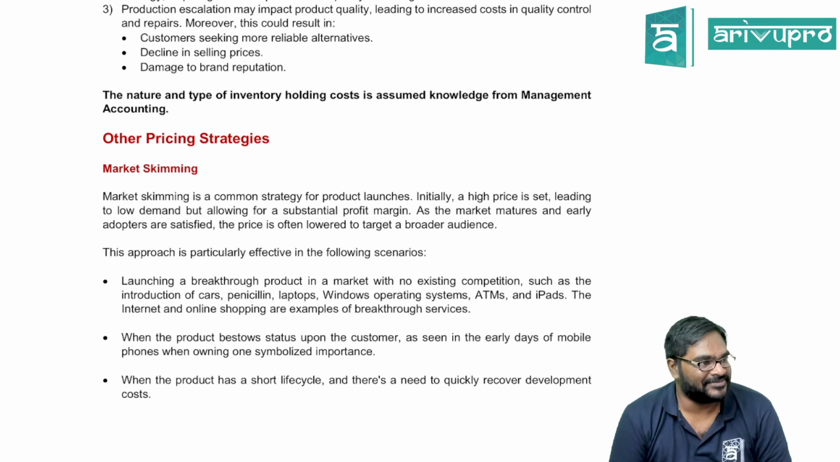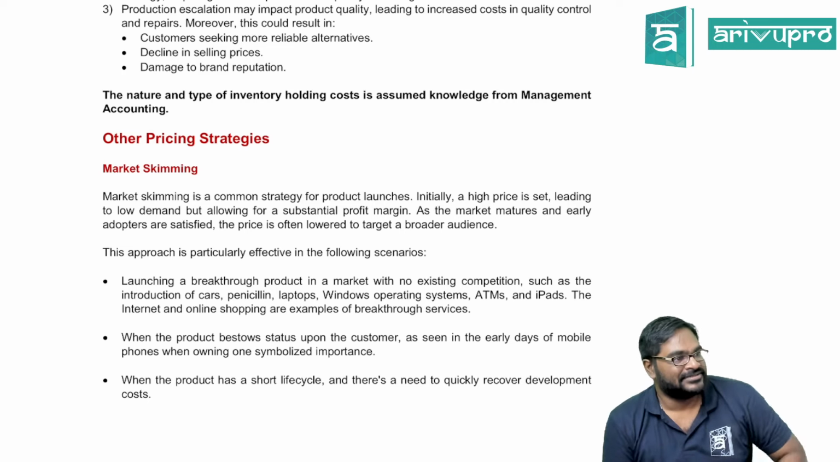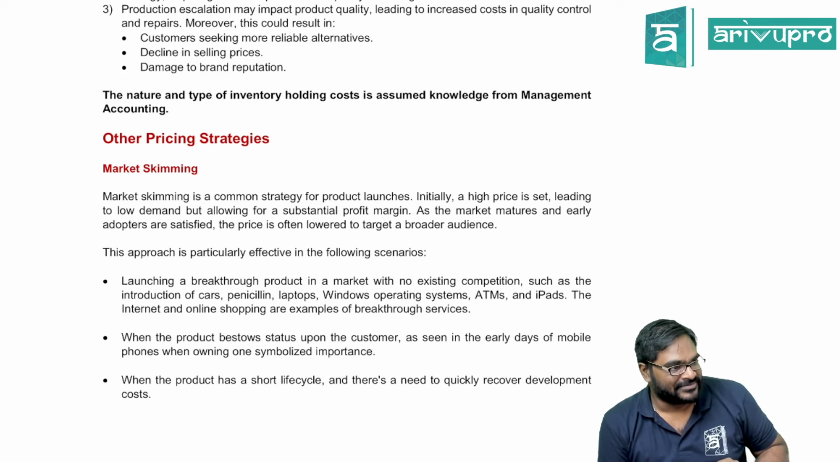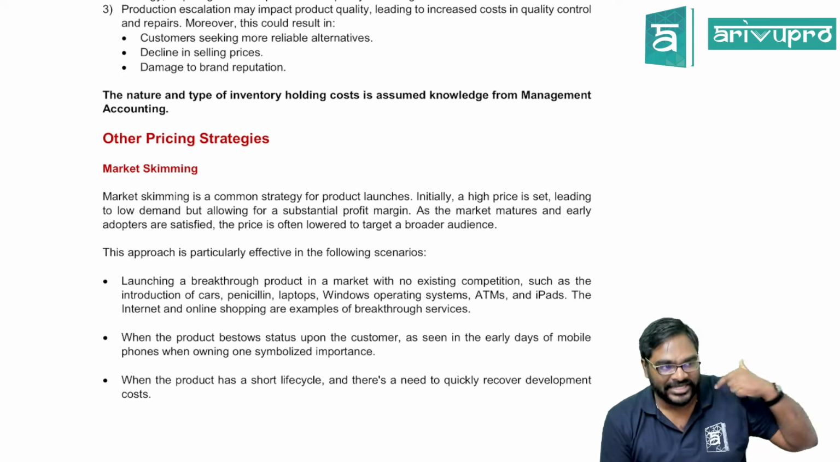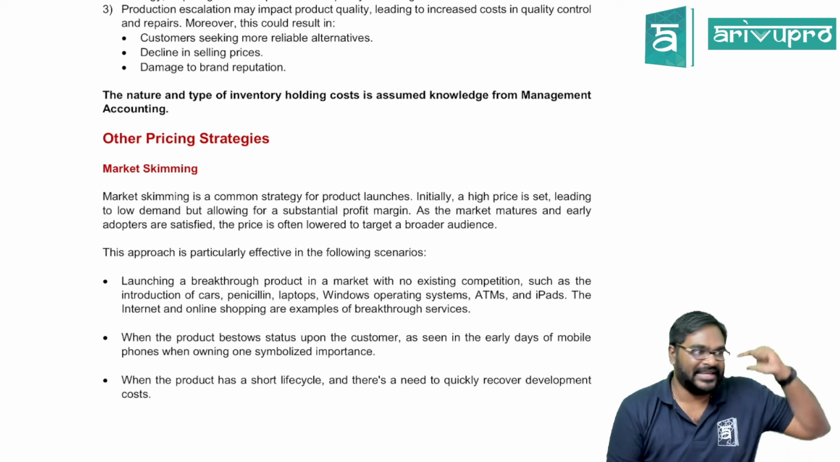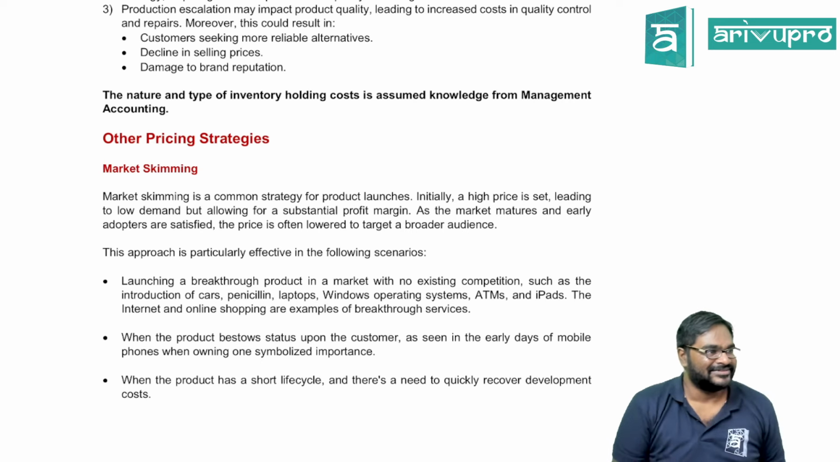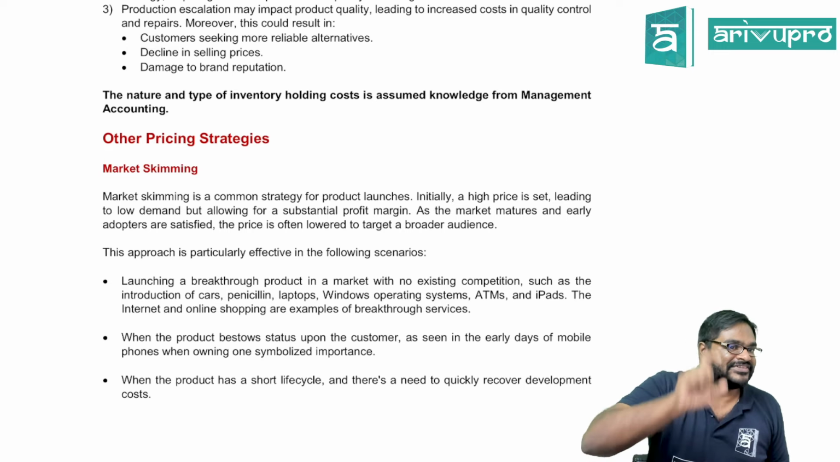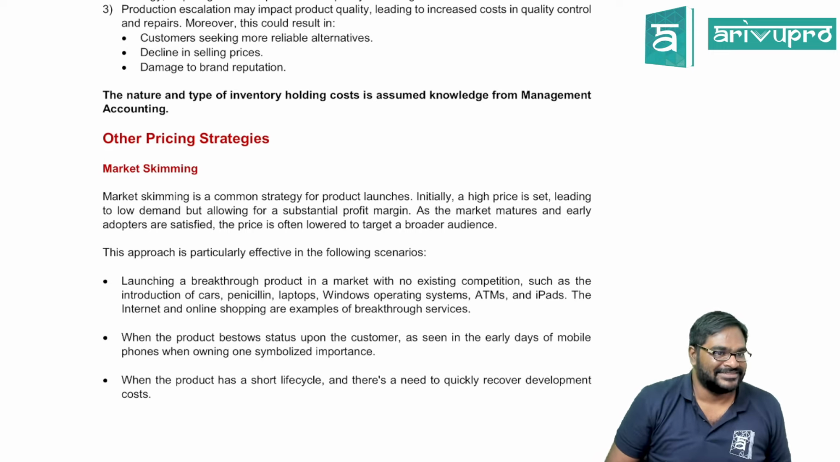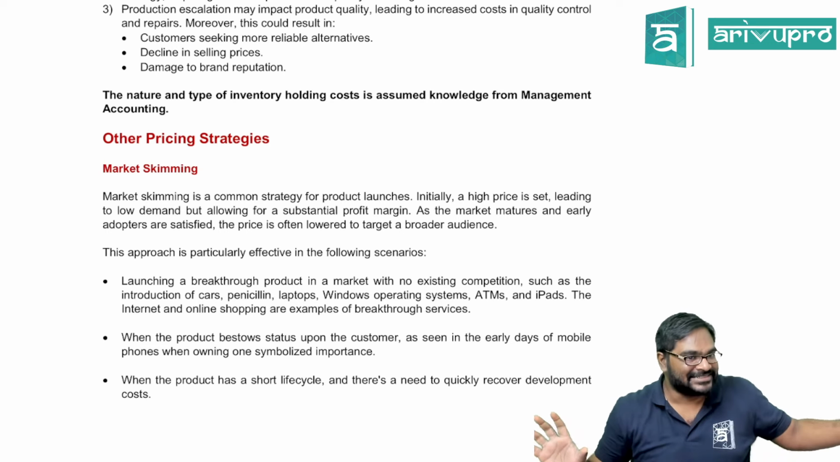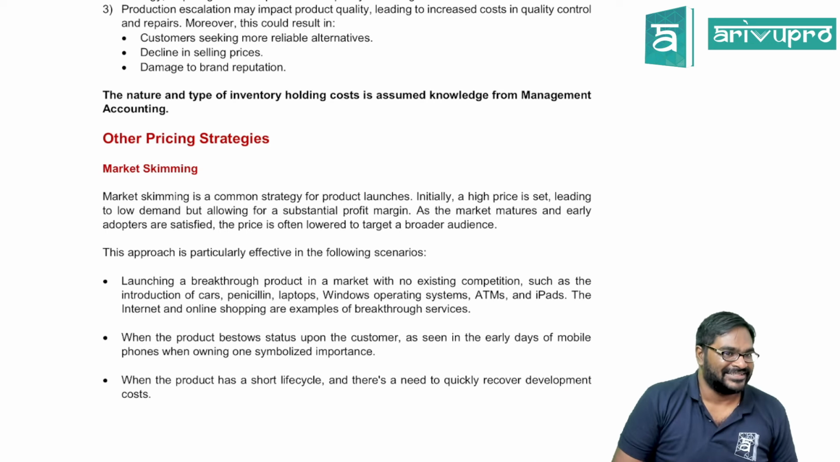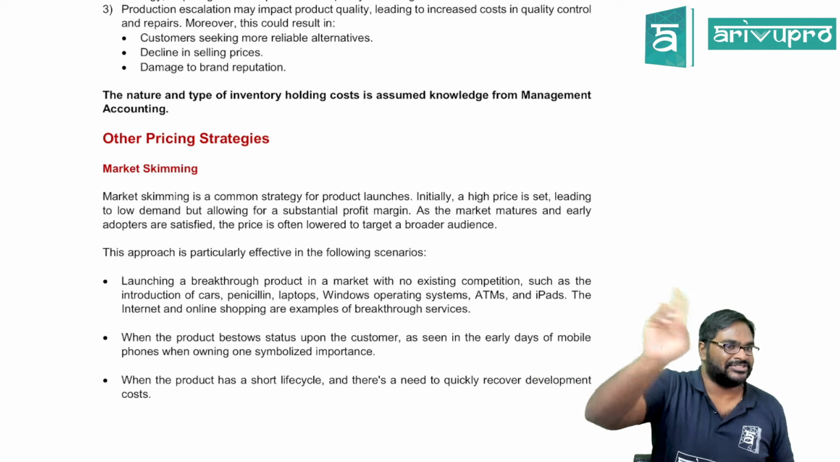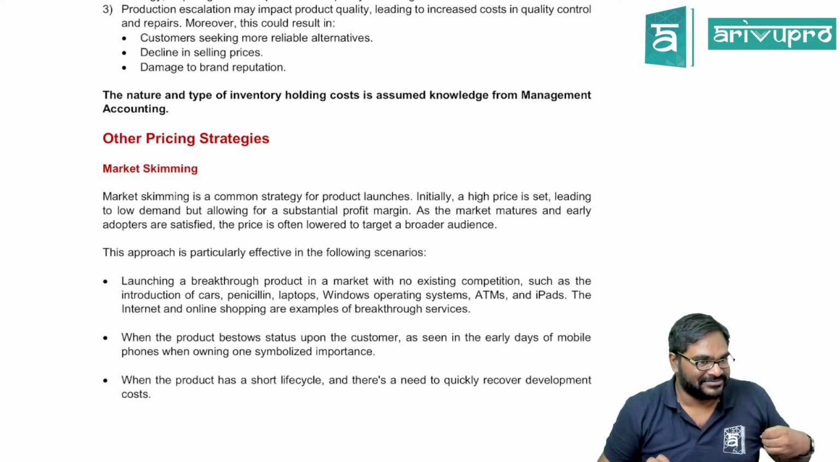iPhone. The best example is iPhone for market skimming. Initially, when you launch a new version of iPhone, the price will be very high, because there is a set of people who want to be among the first to purchase it. It gives them social status, a satisfaction. So we keep the price higher to get the maximum out of them.